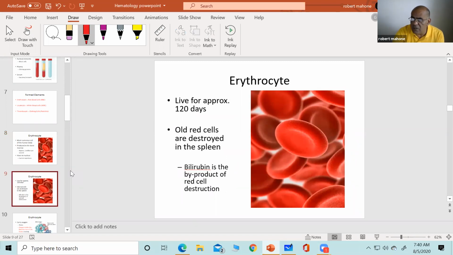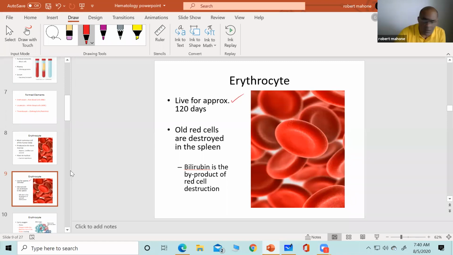Now, the red cell will live for approximately 120 days. All the cells of the body have a programmed lifespan. We kind of mentioned that yesterday, that's what getting old is. The cells don't reproduce at an appropriate rate like they should, and as a result, the body starts to break down as we get old.